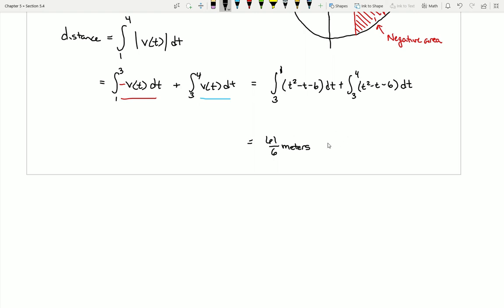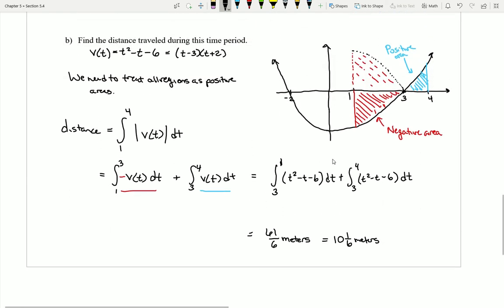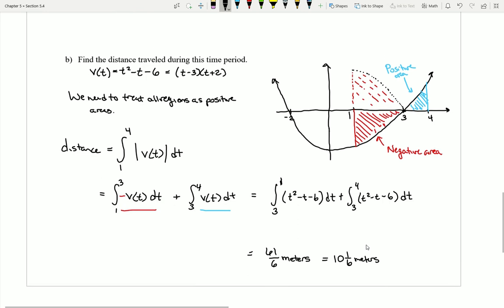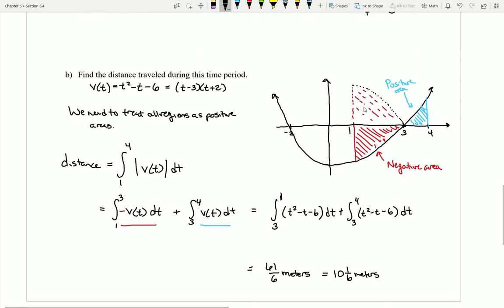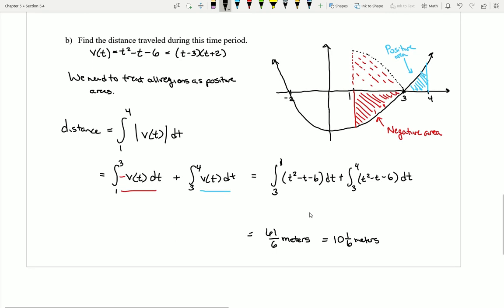What you'll notice here is that ultimately this is going to be the same thing as 10 and 1/6 meters. So this is how far the object actually traveled during that particular time period, a little bit over 10 meters. While we know that it ended only 4.5 meters to the left of where it started, it moved a total of a little over 10 meters throughout the entire trip.